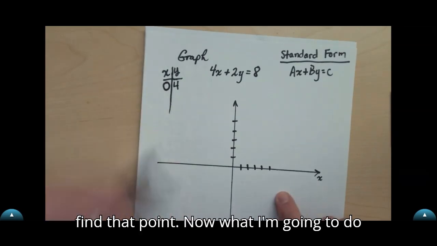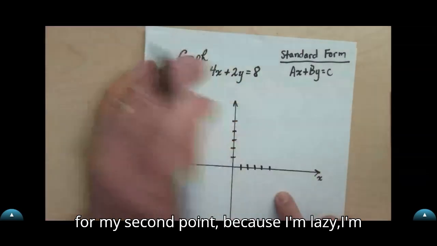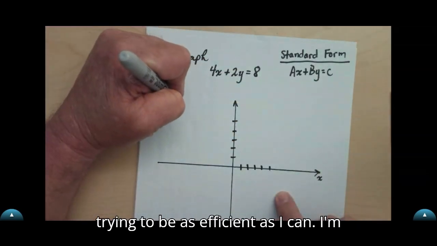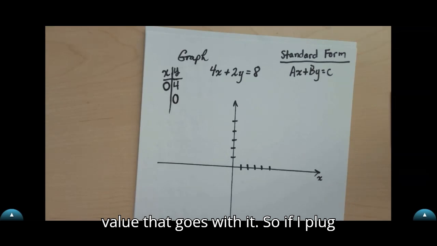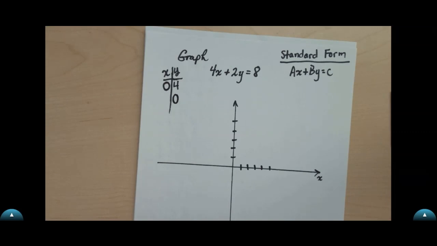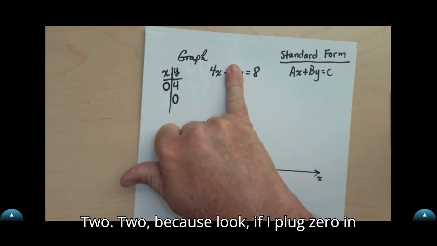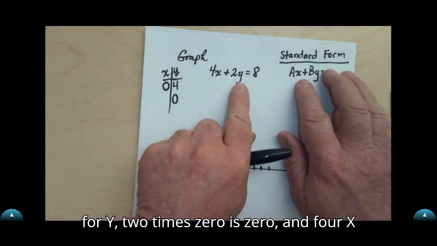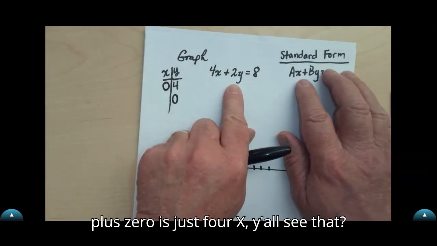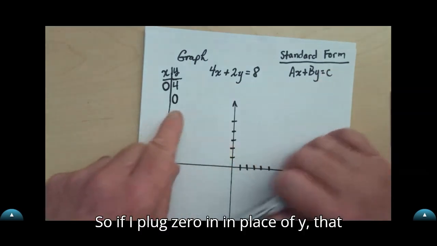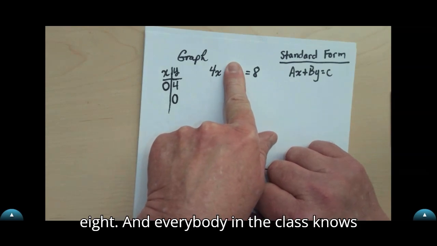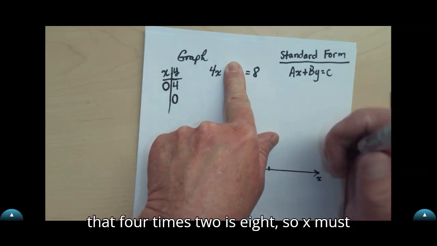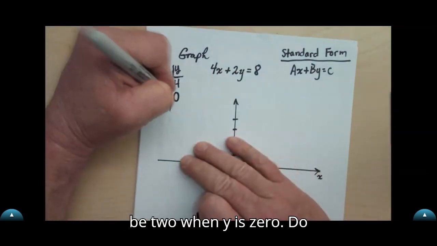And see, we didn't have to really do any math other than just a little bit of mental arithmetic to find that point. Now what I'm going to do for my second point, because I'm lazy, I'm trying to be as efficient as I can, I'm going to plug 0 in for y and find the x value that goes with it. So if I plug 0 in for y, what's the x value that goes with it? 2. Because look, if I plug 0 in for y, 2 times 0 is 0, and 4x plus 0 is just 4x. Y'all see that? So if I plug 0 in place of y, that equation just becomes 4 times x equals 8. And everybody in the class knows that 4 times 2 is 8. So x must be 2 when y is 0.